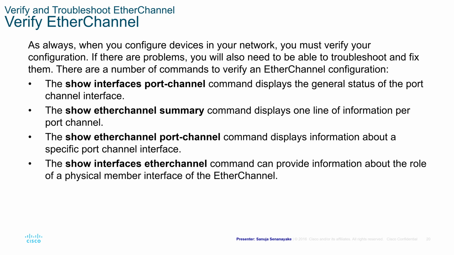There are a number of commands to verify EtherChannel configuration, just like any other configurations that we can verify with Cisco switches and routers. With EtherChannels, the show interfaces port-channel command displays the general status of the port channel interface. The show etherchannel summary command displays 1 line of information per port channel. The show etherchannel port-channel command displays information about a specific port channel interface. The show interfaces etherchannel command can provide information about the role of the physical interface in the EtherChannel.